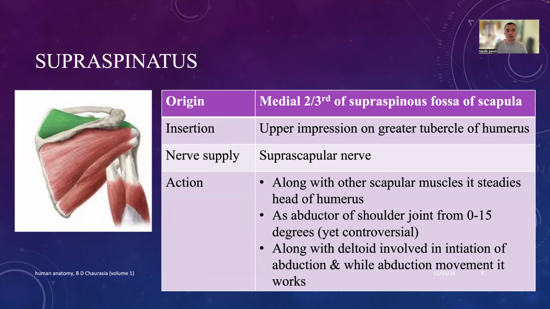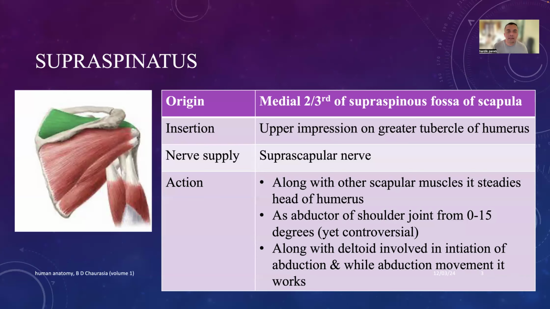If you see the bone, the greater tubercle has three parts. Among these, the upper impression is giving insertion to the supraspinatus muscle.